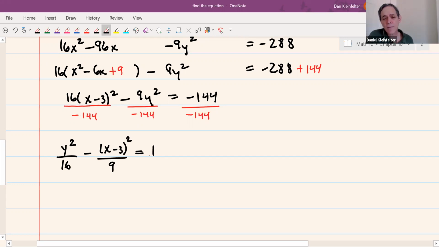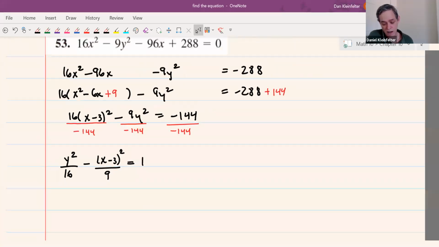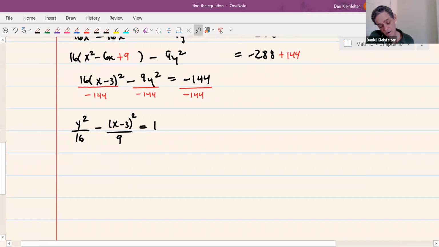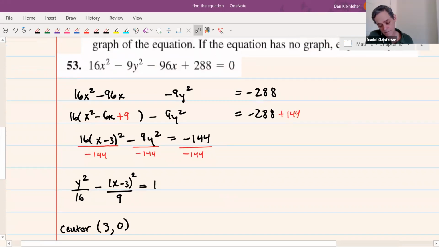All right, so all of that completing the square stuff has made it so that we can better recognize what our hyperbola is going to look like. Okay, so we're going to find the center, foci, vertices, and asymptotes. Center first. We have a horizontal shift of 3, and the vertical shift, that's just y squared, so that'll be 0. So the center is at (3, 0).